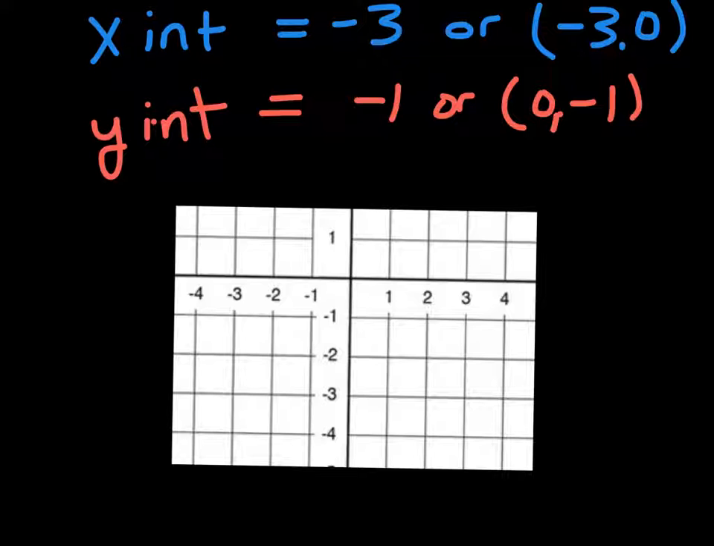So here's what I have. Now it wants us to graph it. Okay? So we found that our x-intercept was at -3, at the point (-3, 0). And we found that our y-intercept was at -1, or (0, -1). The only thing that I have left to do is to put these on a graph. So I'm going to put my x-intercept at (-3, 0), and I'm going to put my y-intercept at (0, -1). Right there. And then I'm just going to connect those two with a straight line.